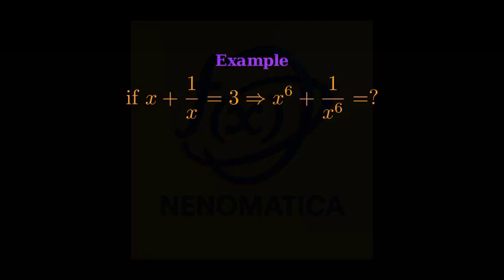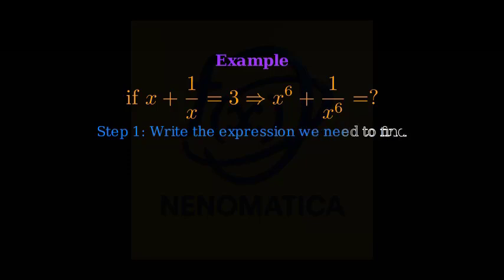Let's start with our example. If x plus 1 over x equals 3, then what does x to the power of 6 plus 1 over x to the power of 6 equal? Let's start by writing down what we're looking for: x to the power of 6 plus 1 over x to the power of 6.